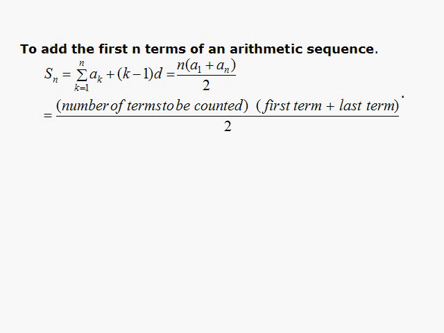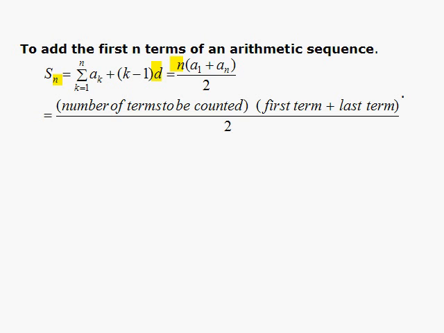Let's say I want to add up n terms, like the first 153 terms of any arithmetic sequence. That's a sequence with a common difference between the terms. Here's the sum, the notation, but that has this handy formula. The number of terms I want to sum up I put here. Then I multiply that by the first term plus the last term and divide by 2.